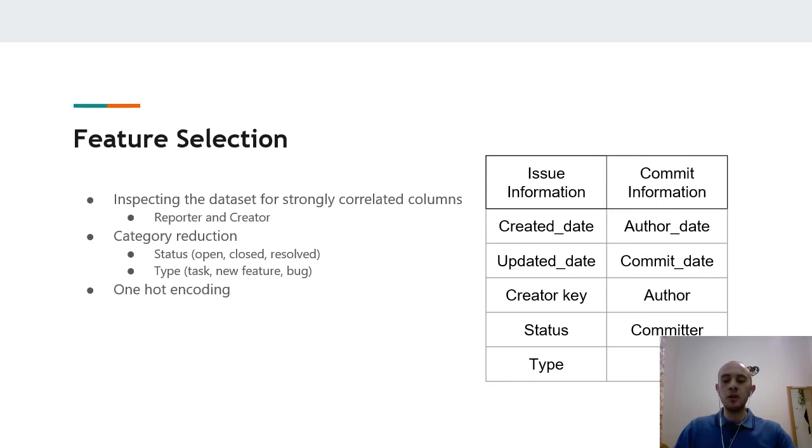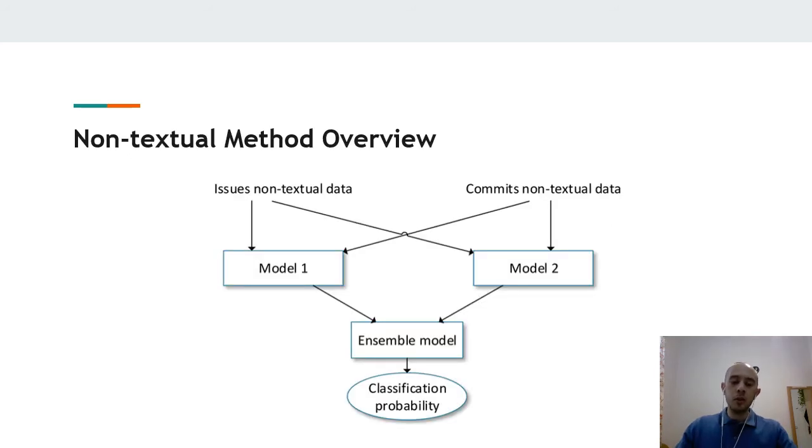And for commit, we use author date, commit date, the author of commit, and the committer, the person who committed that information. For our non-textual model, we decided to use 2 separated models and combine them in order to increase the performance without introducing too much complication on the matter.